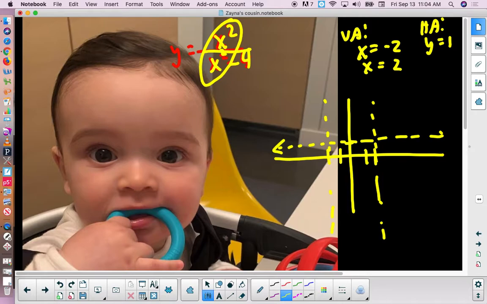I'm going to check and see if it crosses. So I'm going to take x squared over x squared minus 4 and set it equal to 1. I'm going to cross multiply. X squared equals x squared minus 4. Did I do that right? Oh, so this one doesn't cross.